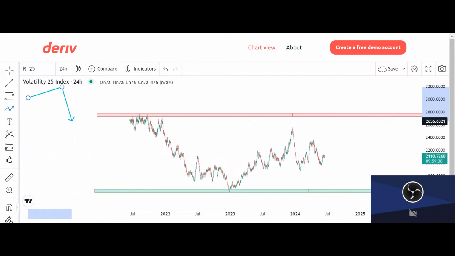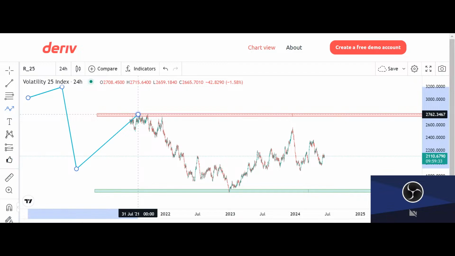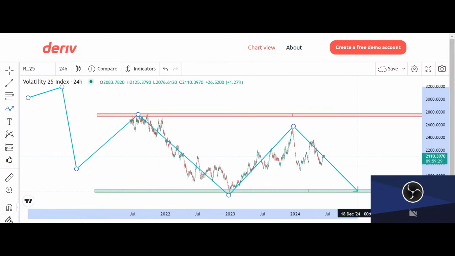It did this, then went up like this, and wants to do this, and possibly wants to keep on going down or make equal bottom. So this is a scenario, one scenario.